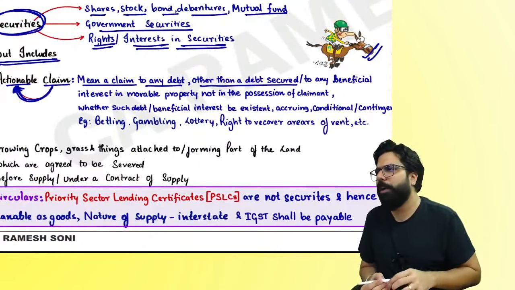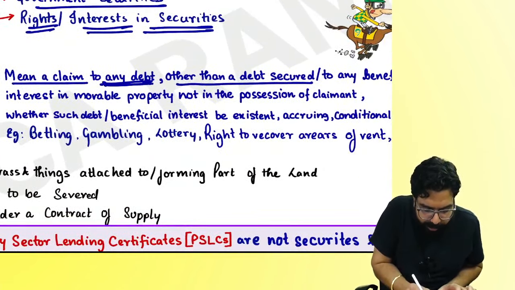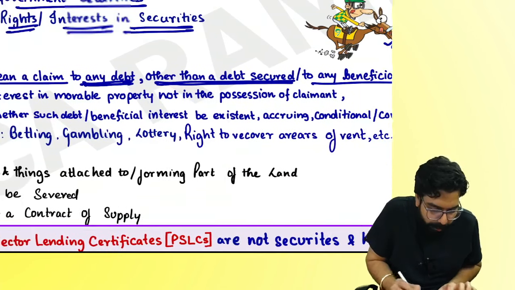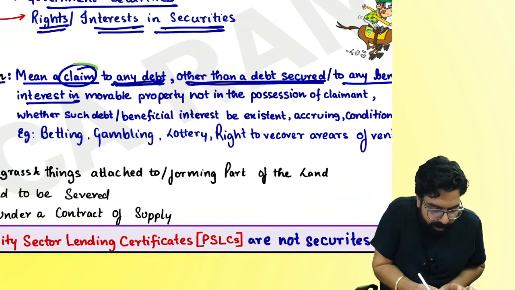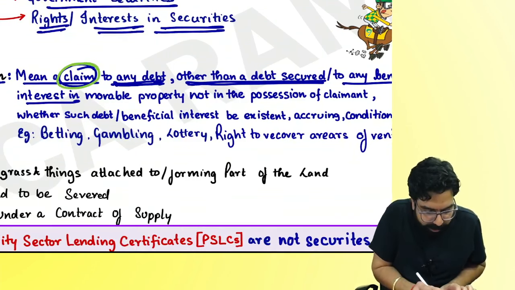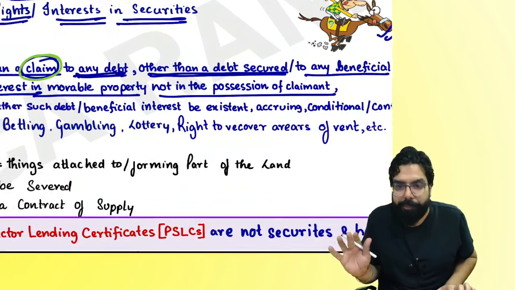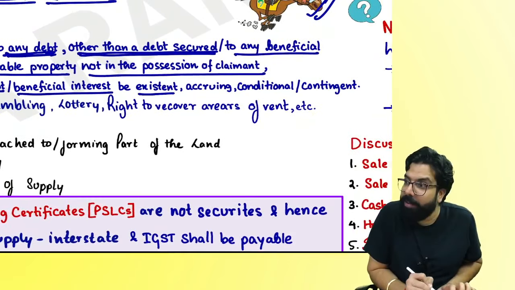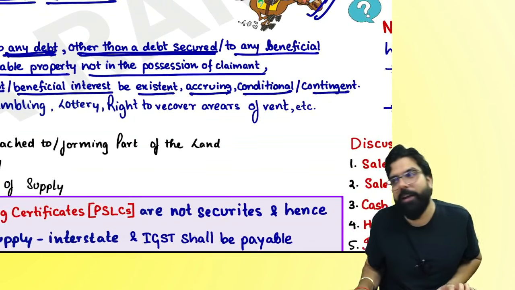Don't worry about it. Actionable claim means any claim to any debt other than debt which is secured, or to a beneficial interest. It's a claim to a beneficial interest in movable property which is not in your possession. Whether such debt or beneficial interest is existing, accruing, conditional, or contingent.